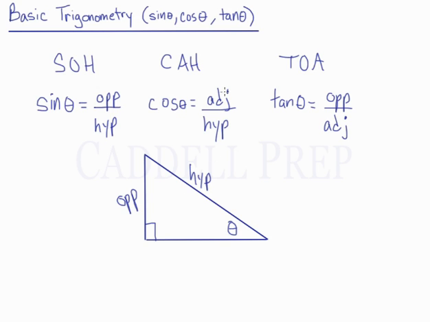And adjacent means next to. So here's theta. The side next to it is this side. And also this side is next to it. But this side is, of course, the hypotenuse. So adjacent means this side.